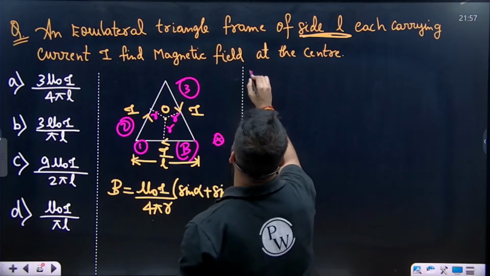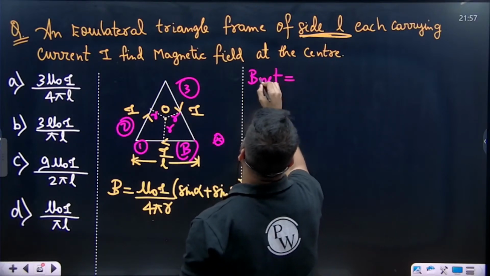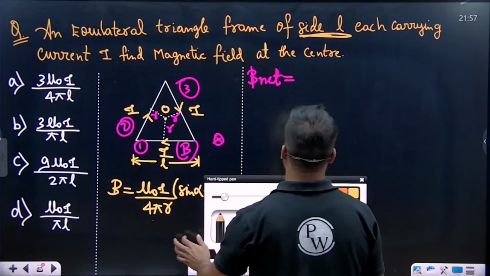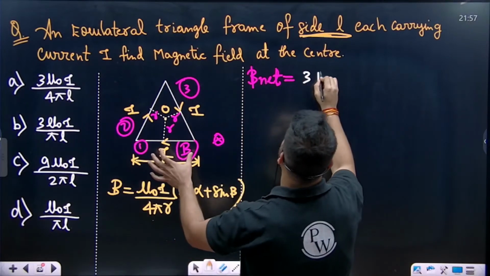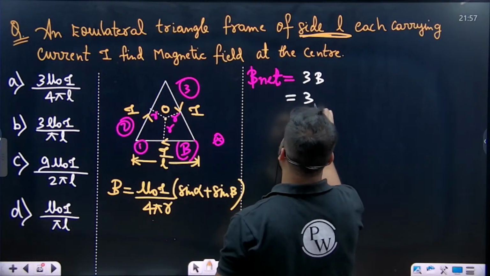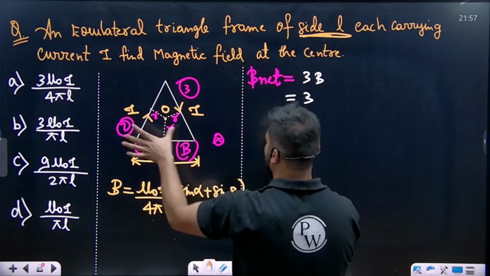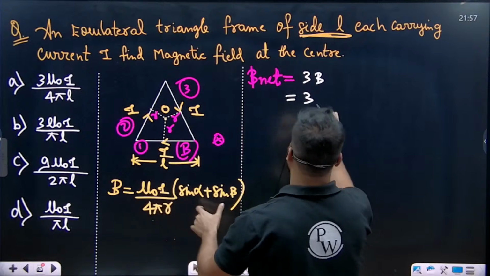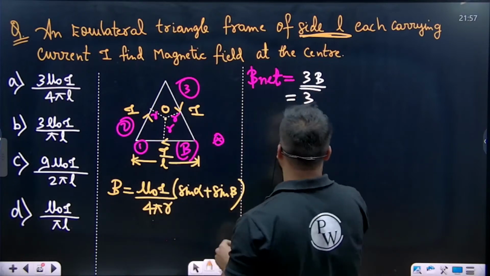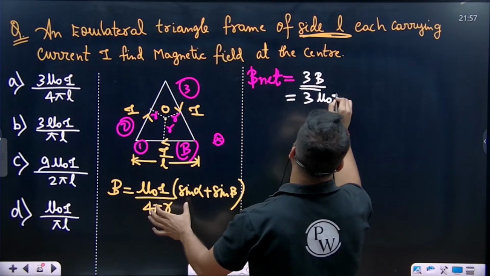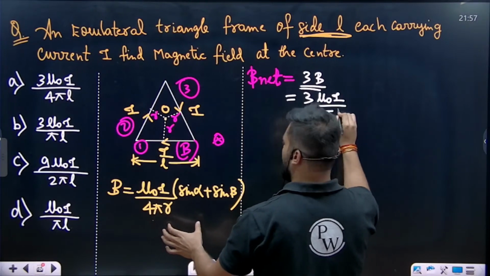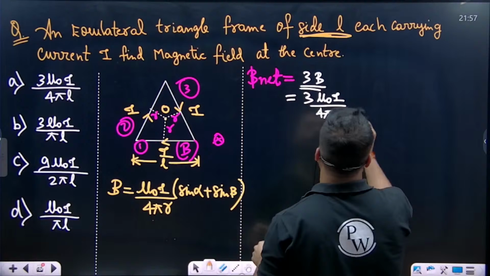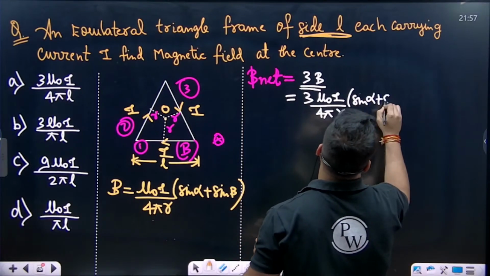So the net magnetic field produced by this wire in the shape of an equilateral triangle will be 3 times the magnetic field produced by each wire, which is the first, second and third. They are in the same direction, so we can add them directly. That's why I am writing 3B. The value of B is mu naught I upon 4 pi R. I am just writing this R for now, then we will discuss how to find this R. So this is your R into sine alpha plus sine beta.